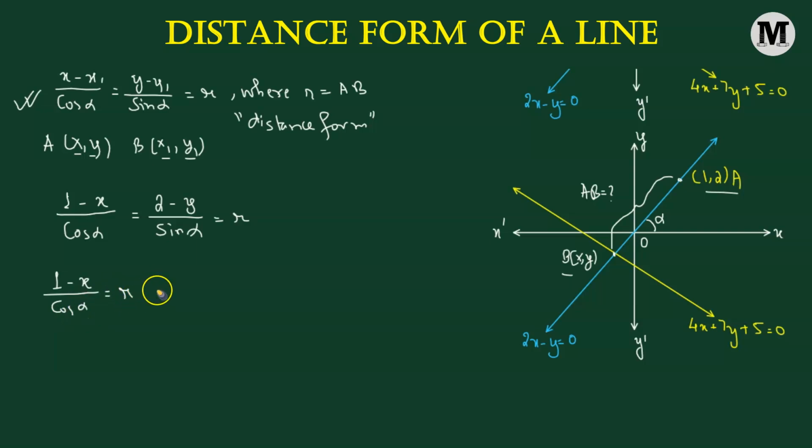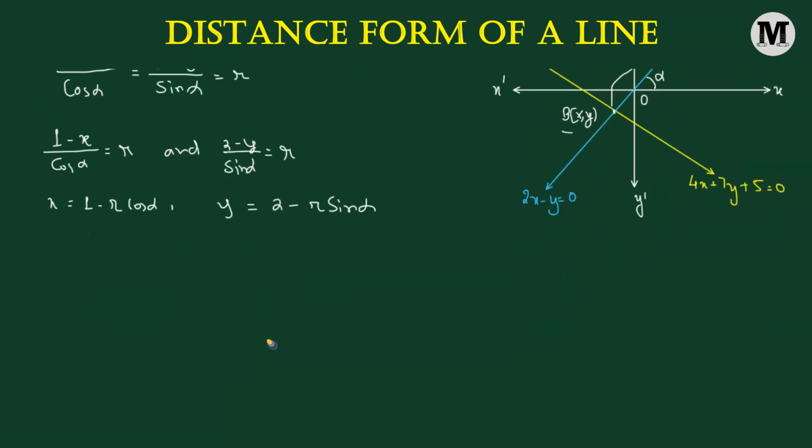This is going to be equal to r, and also (2 minus y) divided by sine alpha is going to be equal to r as well. Let's isolate x. x is going to be equal to 1 minus r cosine alpha, and y is going to be equal to 2 minus r sine alpha. So what we have done here is represent the coordinates of the point B in parametric form. Here r is the parameter. So we have 1 minus r cosine alpha representing the x coordinate and 2 minus r sine alpha representing the y coordinate of point B.